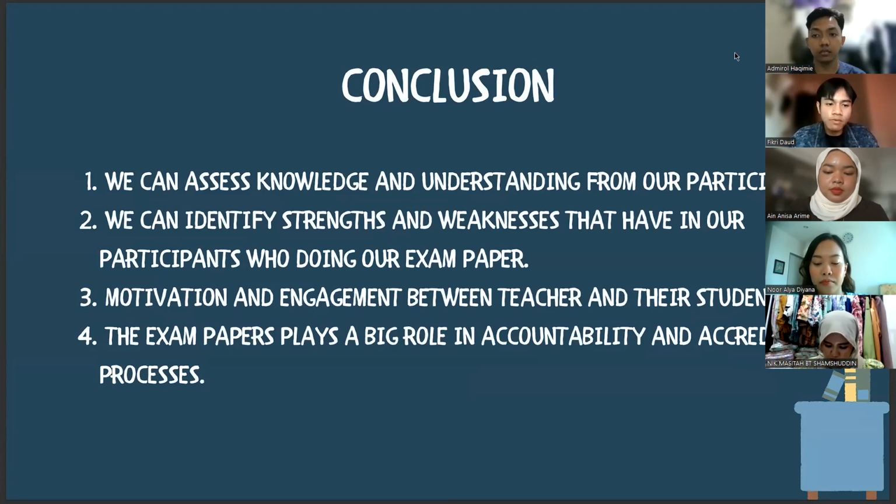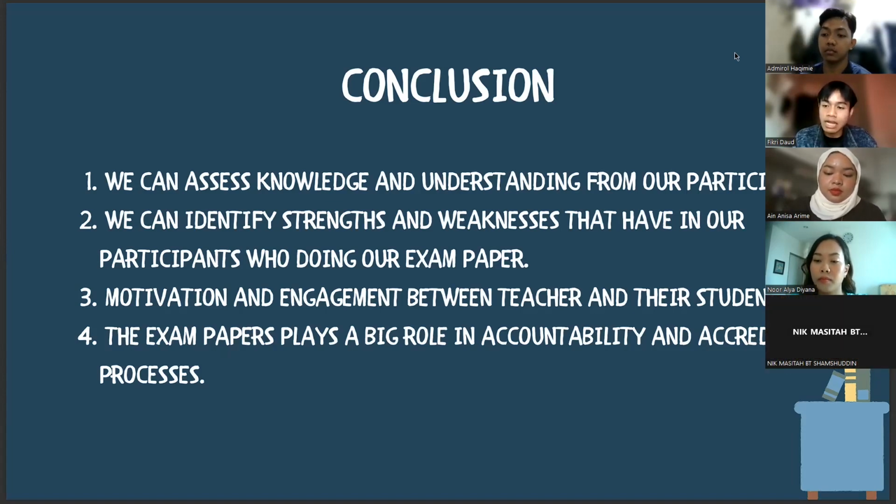The second one is that we can identify the strengths and weaknesses of our participants who are doing our exam paper. As mentioned, exam papers provide insights into the strengths and weaknesses of foundation students. By reviewing their performance, we can identify specific areas where students excel or struggle, enabling us to tailor our teaching methods and provide targeted support.